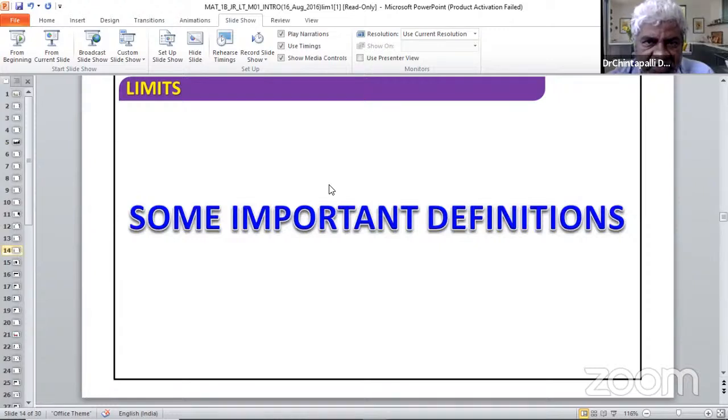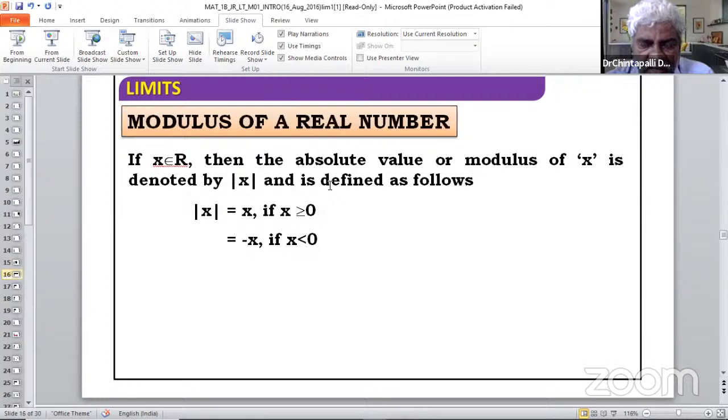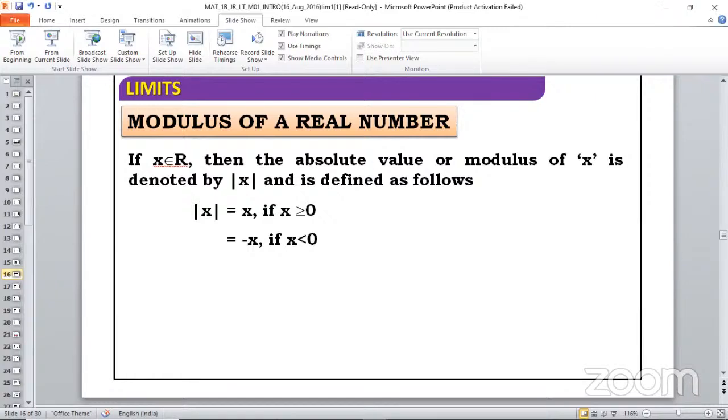Some important definitions. It's about modulus. What do you call modulus? Absolute value.